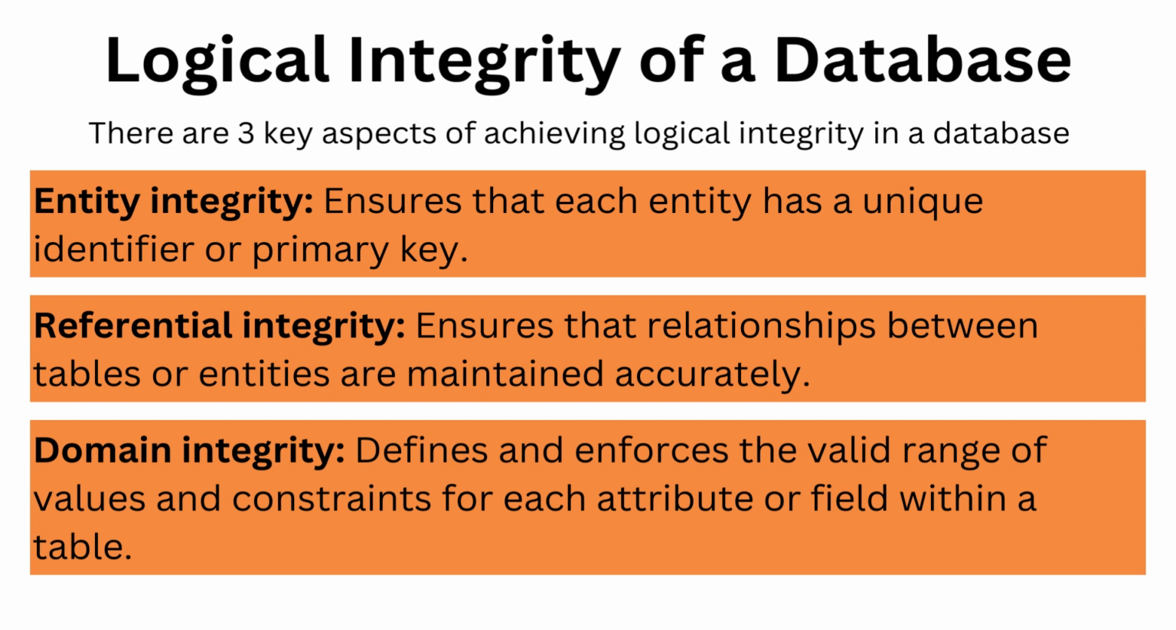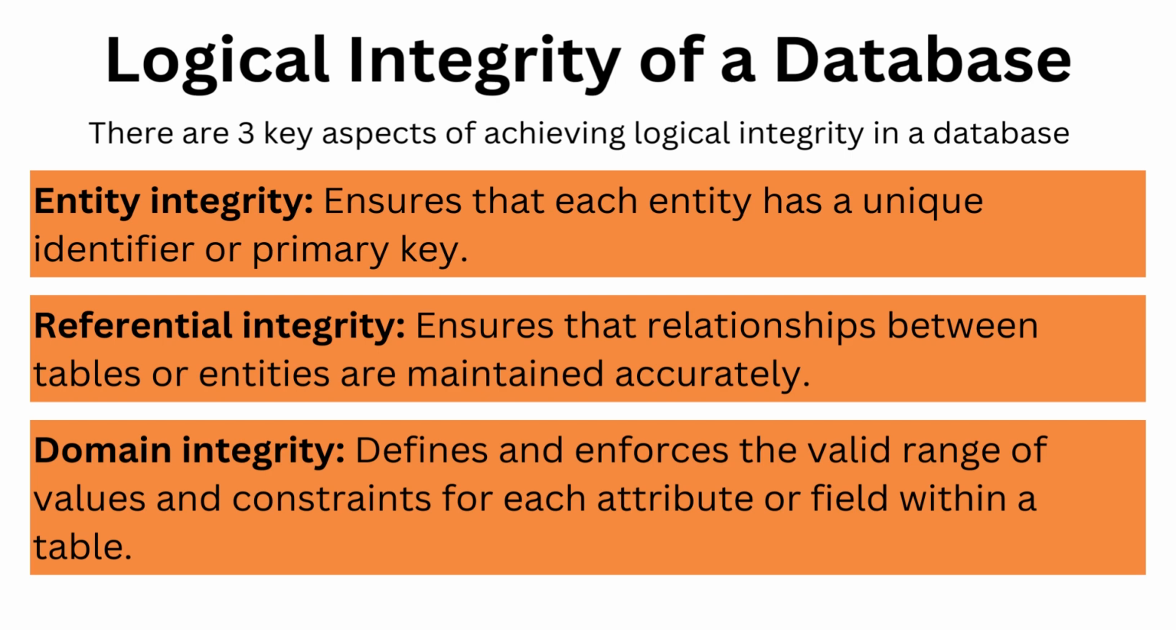Second one, referential integrity ensures that relationships between tables or entities are maintained accurately. It involves enforcing rules on foreign keys, ensuring that any value in a foreign key field matches a primary key value in the reference table. Referential integrity prevents orphaned or inconsistent data by ensuring that related data remains synchronized.